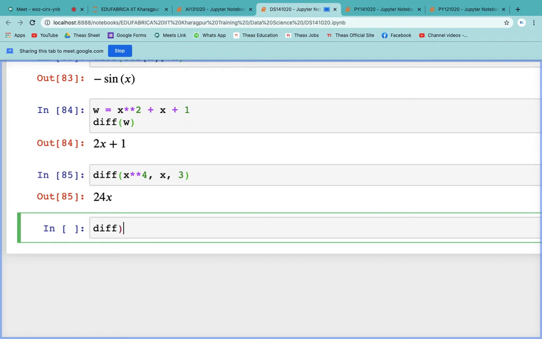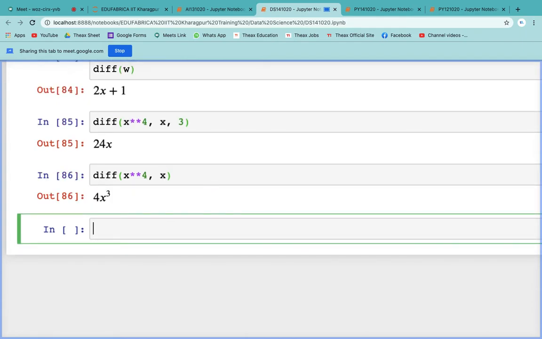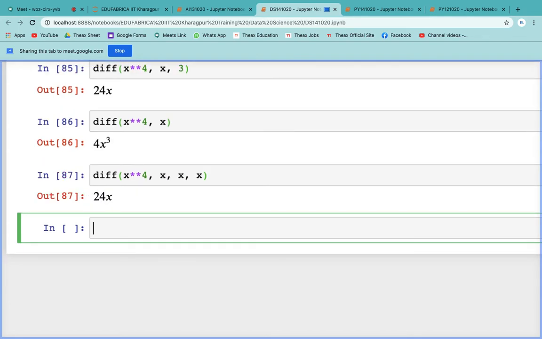See, this is x to the power of 4. With respect to x, 4x cube. Differentiate 3 times, what will you get? 24x, yes. Okay, next. Differentiate x to the power 4 with x, 3 times. It's not like double differentiation. Double differentiation is something else. It is differentiate of x to the power 4 with x.